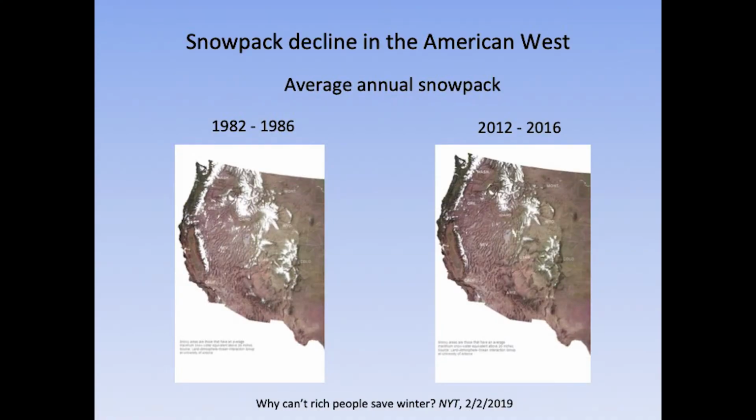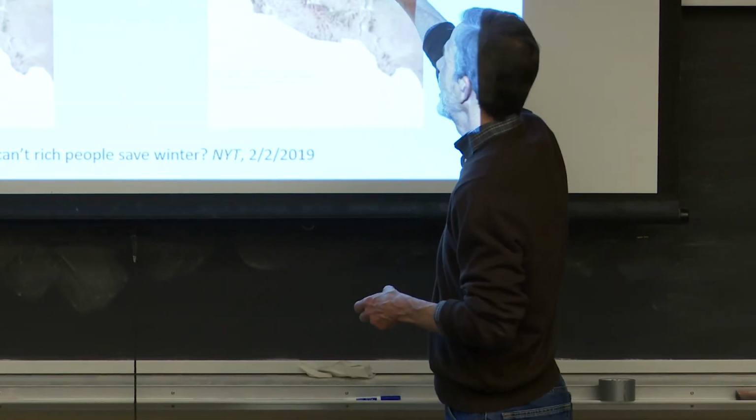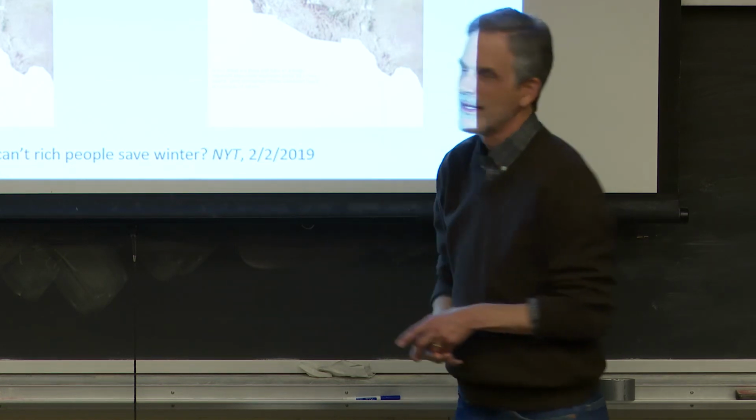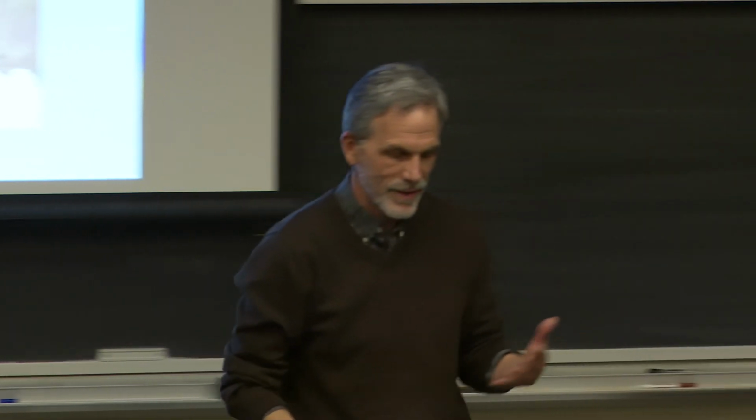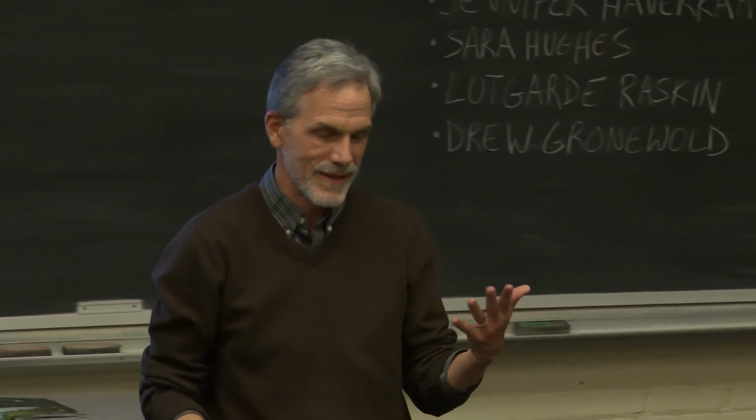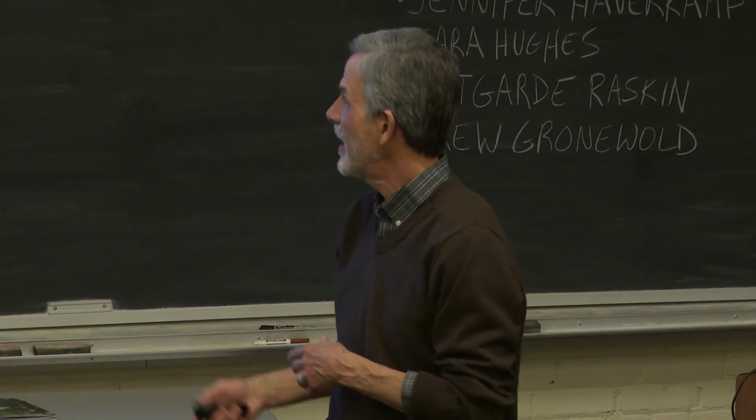These were maps that were in the New York Times 10 days ago. Maybe many of you saw this article, Why Can't People Save Winter, which was really talking about skiing. But there's a dramatic decline in snowpack in the West, a dramatic decline then in water. So I'd really like to understand and study interstate water compacts.